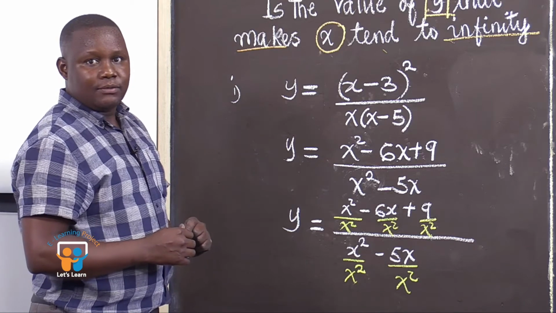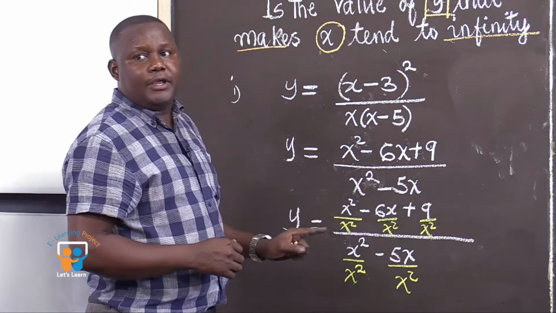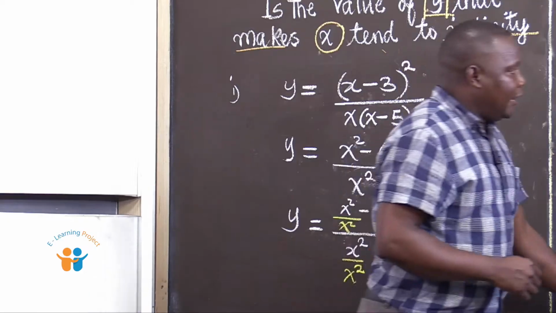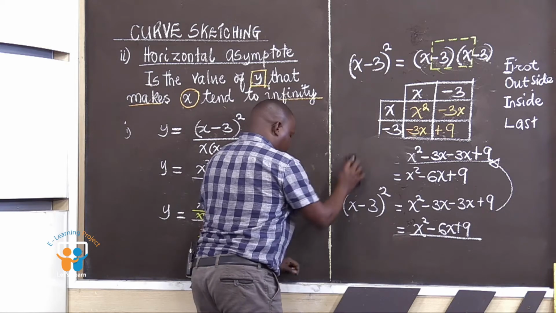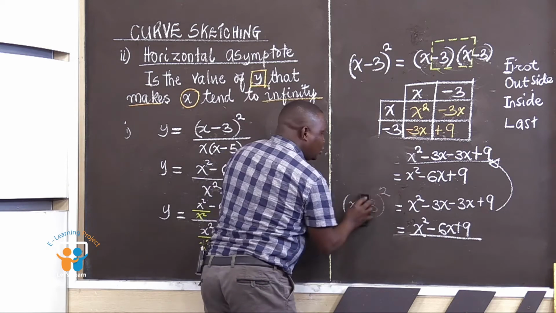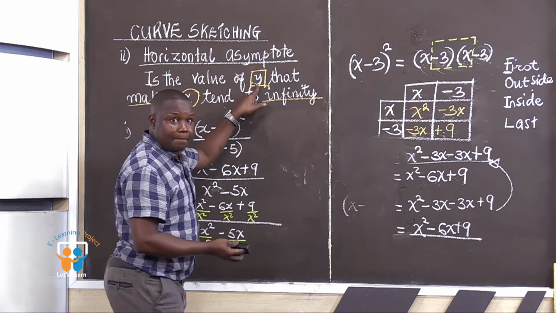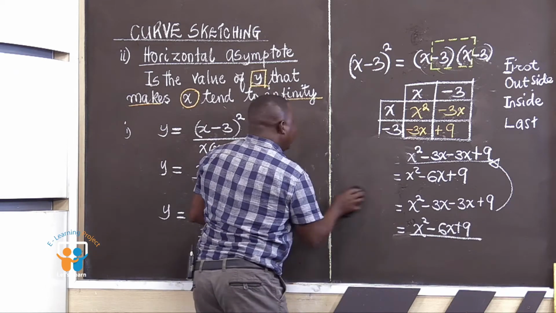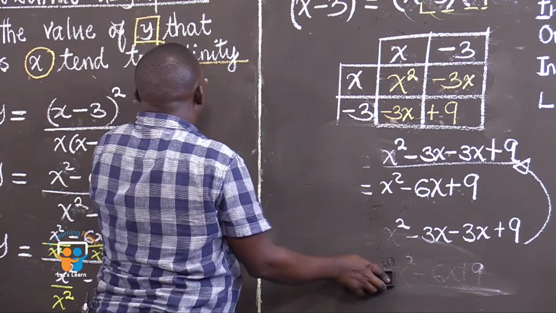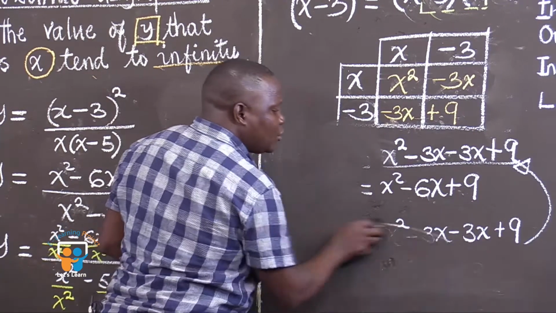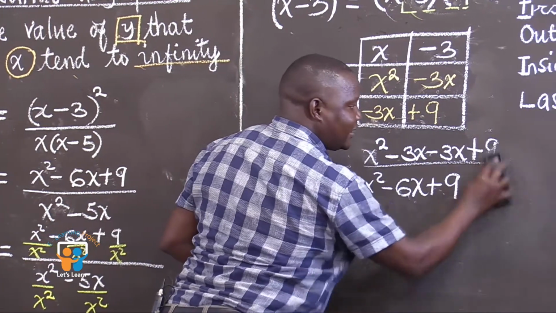Now I want us to quickly go through what we do next at this point. As we clean the board, there are very important things that I want us to always remember. When determining the horizontal asymptote, don't forget that our y is what you're obtaining. And the condition, just like we did in vertical asymptotes, is that x must tend to infinity. And the values obtained are values of y.